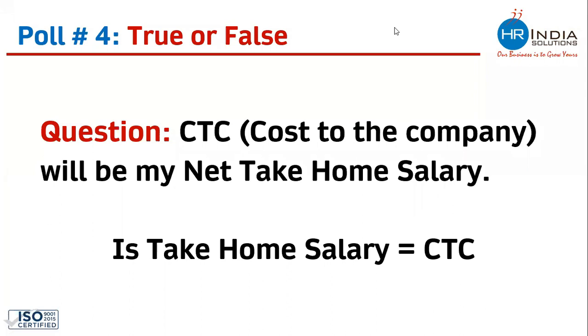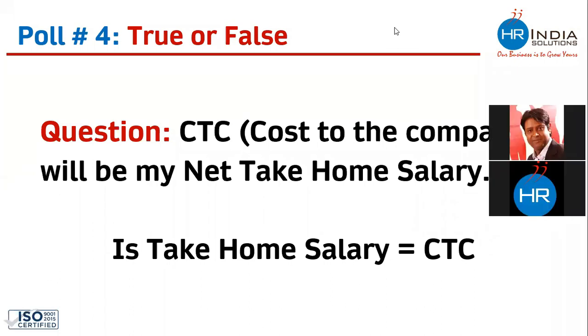I'll stop the voting at 80%. Okay, we've reached 82%. All right, so the correct answer is false. The CTC can never be equal to the net take home salary of an employee. It will always vary because the net take home comes after all kinds of deductions from the gross salary of the employee, and CTC is the total expenditure done by an employer on an employee, right? So that is why the correct answer is that the statement is false. I'm just ending this poll, and let's move ahead to the next slide.